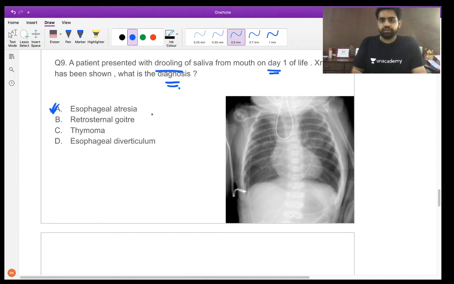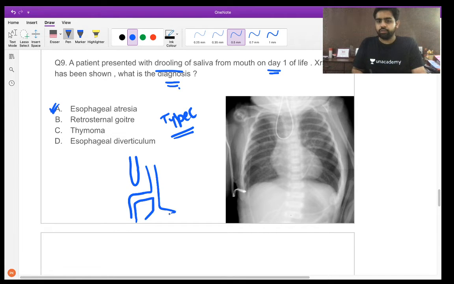Right. So esophageal atresia, no doubt. So the characteristic buzzword is drooling of saliva, day one of life, esophageal atresia. What is the most common type? The most common type is type C. So what is happening over here? There is atresia of the upper esophagus with the lower esophagus communicating with the trachea. So this is basically the most common type of tracheoesophageal fistula.